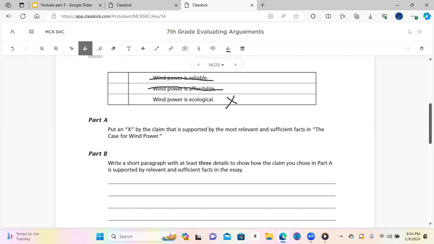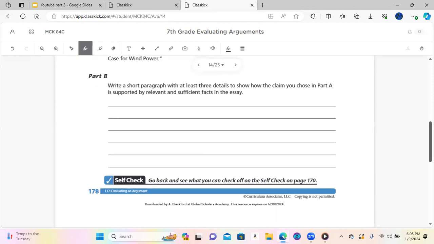All right. So let's look at the 3 details to show how the claim wind power is ecological is supported by relevant evidence. So in the case for wind power, Scott Shears, the author, supports his claim that wind power is an ecological fuel source with relevant and sufficient facts. For example, by comparing wind power to fossil fuels, Shears states that wind power produces electricity with no pollution, right? So that's why it is ecological. There's no pollution, nothing that will affect the environment. He also indicates that unlike the burning of fossil fuels, wind power emits no greenhouse gases. Finally, he points out that drilling for oil damages the environment in ways that establishing wind farms does not. So let us record our response.